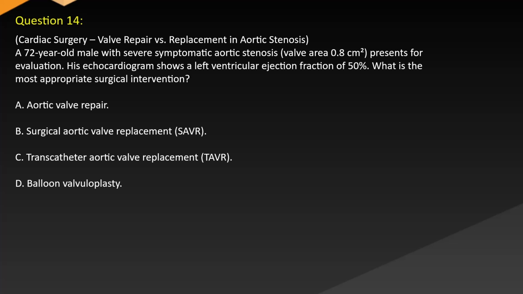Question 14. Cardiac surgery. Valve repair versus replacement in aortic stenosis. A 72-year-old male with severe symptomatic aortic stenosis, valve area 0.8 cm squared, presents for evaluation. His echocardiogram shows a left ventricular ejection fraction of 50%. What is the most appropriate surgical intervention?